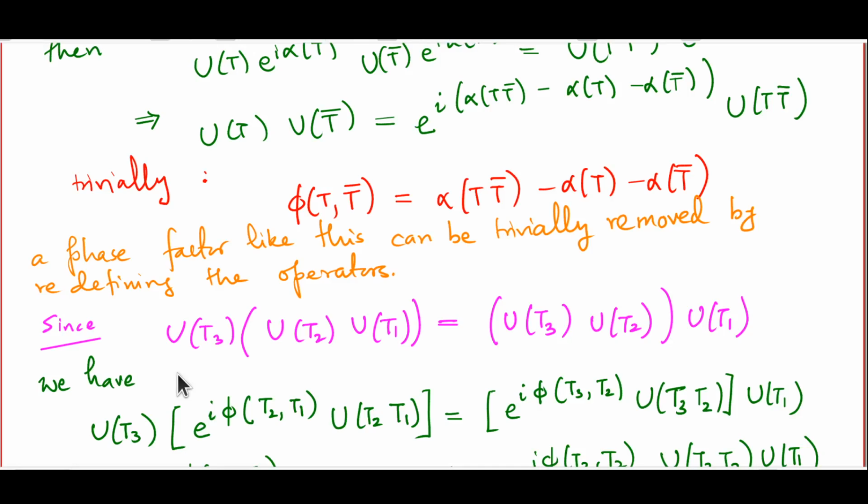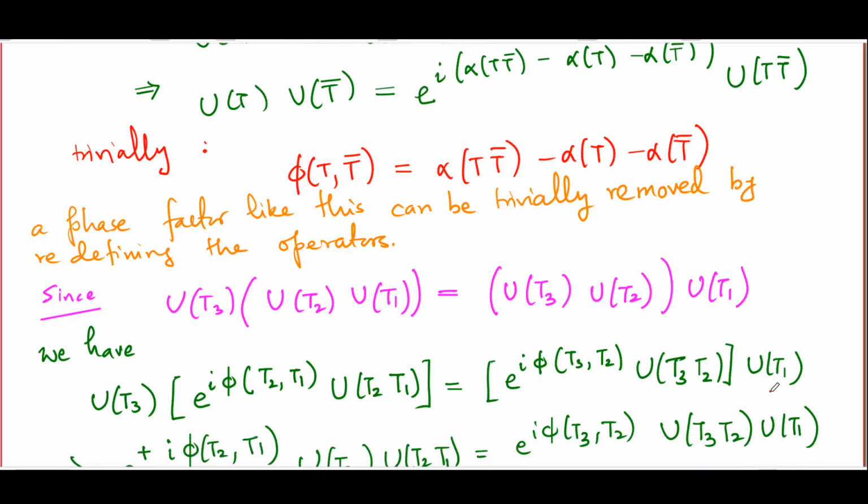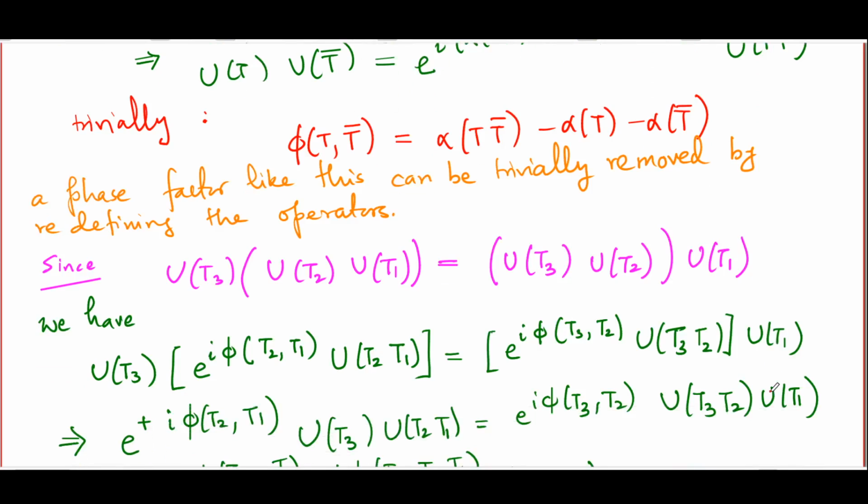On the left hand side, U(t2) U(t1) becomes e^{i phi(t2, t1)} U(t2 t1). On the right hand side, this bracket U(t3) U(t2) becomes e^{i phi(t3, t2)} times U(t3 t2). Of course, you have U(t3) on the left here and U(t1) on the right here. Now, since we are assuming that the operators involved are unitary, the e^{i phi(t2, t1)} can move right across, and now you have the product U(t3) U(t2 t1) on the left. On the right, you have U(t3 t2) times U(t1) apart from the phase factor.